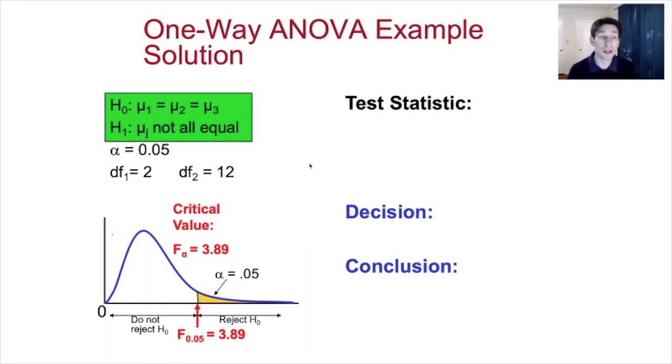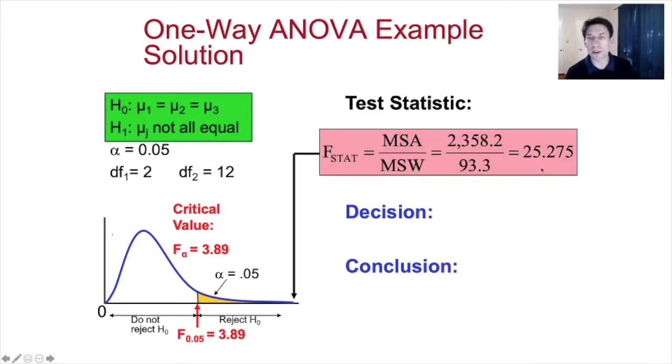So this should look familiar again. We're going to fill in this page and make our decision. So our H0 was mu1 equals mu2 equals mu3. Our H1 is they are not all equal. Alpha is 5%. The degrees of freedom 1 is 2. The degrees of freedom 2 is 12. Our critical value, which we got from an F table, is equal to 3.89. Remember, the F table had 2 degrees of freedom.